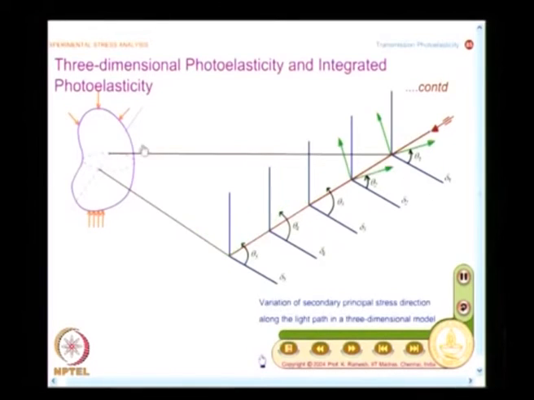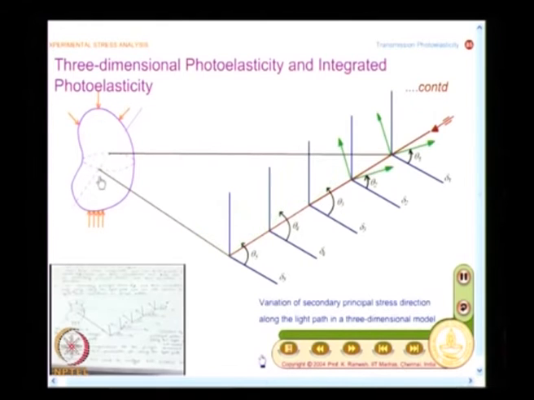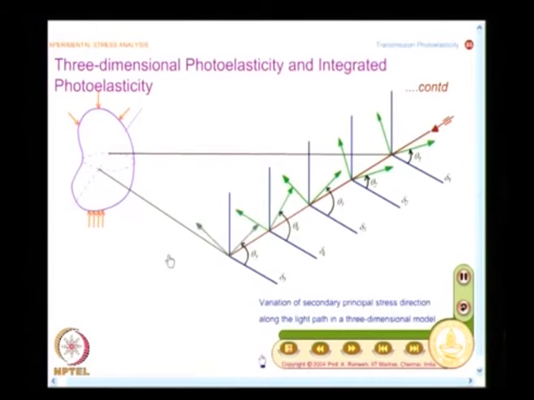So, that makes the problem complicated, and have a reasonable sketch of this diagram. So, I have a 3-dimensional model and the essence here is that the orientation as well as the retardation changes along the light path. And obviously, one single light path will not give you all the parameters of interest. I may have to have multiple light paths to find out the stress distribution. So, you understand what kind of complexities come in a 3-dimensional photoelastic analysis.